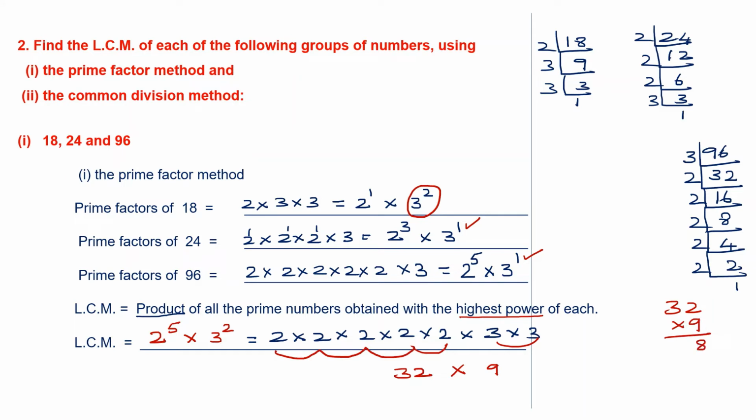9 2s are 18, carry 1. 9 3s are 27 plus 1, 28. So my LCM is 288. So let's write that. LCM of 18, 24 and 96 is 288. So I found this out with the prime factor method.